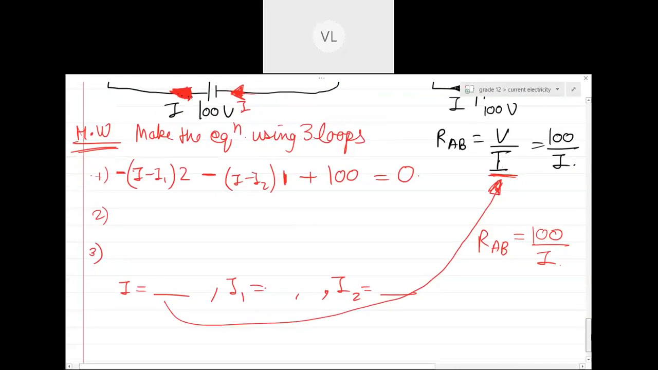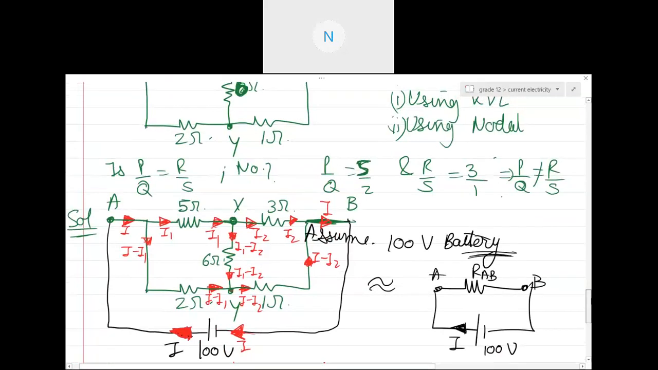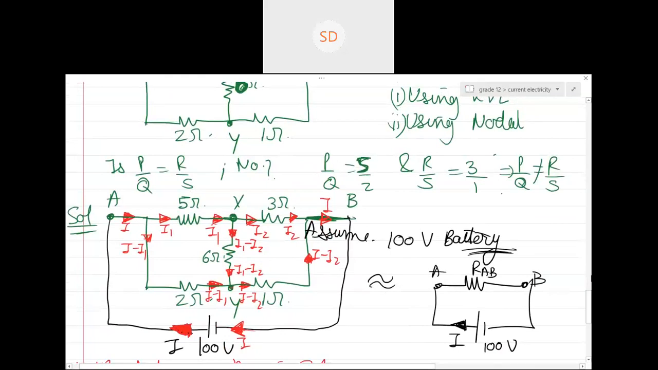So if we take the outer loop the other way around, like if I consider the 5 ohm resistor, no problem. So what all you have to include in that? So I1 into 5, so minus 5 into I1, minus 3 I2, and again the battery. And then we don't include the 6 ohm there. No, how will I include the 6 ohm there?